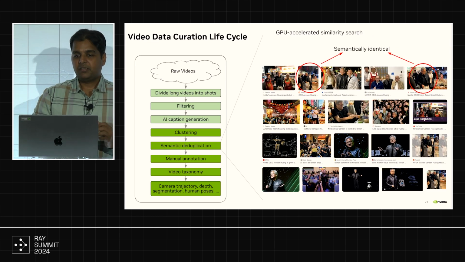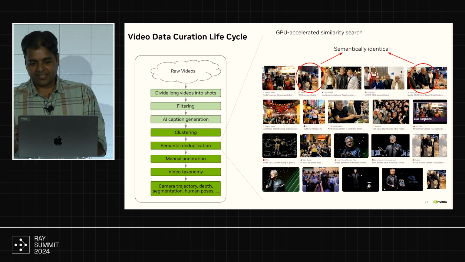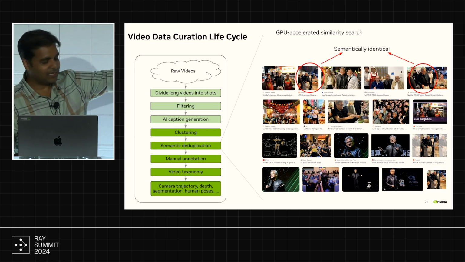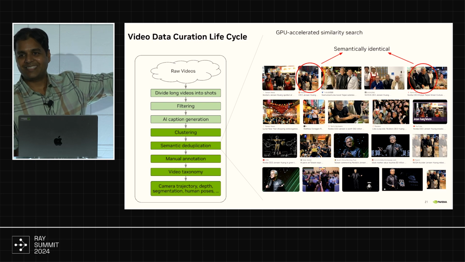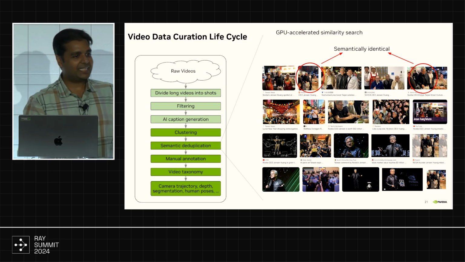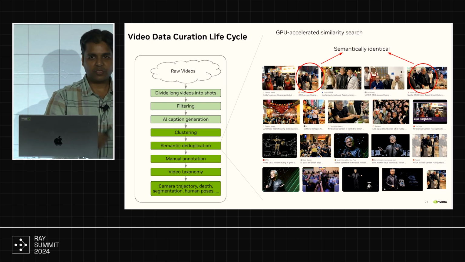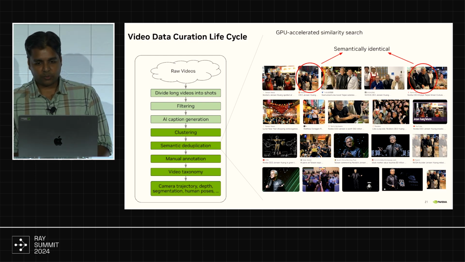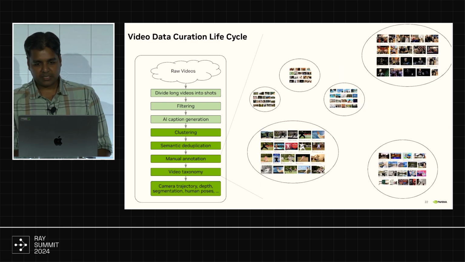Then we find videos from them which are semantically identical, right? So the second one and the fifth one you can see is the same gentleman doing the same thing, right? So, semantically identical, we don't need to retrain on them, so we throw away duplicated data, right? That's how you do semantic deduplication. Again, everything is GPU accelerated.